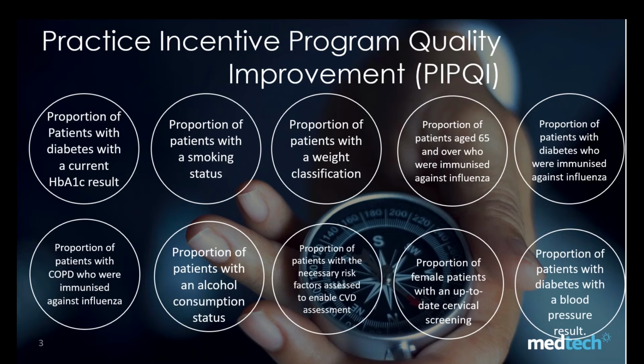On my screen there, you'll see what they are, listed from left to right, top to bottom. Obviously you've got the proportion of patients with diabetes with a current HbA1c result, all the way across through to the end, where it talks about patients with diabetes that were immunized against influenza.